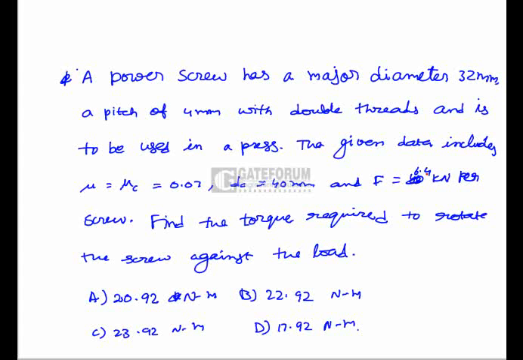A screw has a diameter of 32 mm, a pitch of 4 mm with double threads and is to be used in a press. The given data includes the coefficient of friction for collar as well as for screw threads is 0.07, and collar diameter is 40 mm and force to be raised is equal to 6.4 kN per screw. Find the torque required to rotate the screw against this load. Here the options are 20.92 Nm, 22.92 Nm, 23.92 and 17.92.